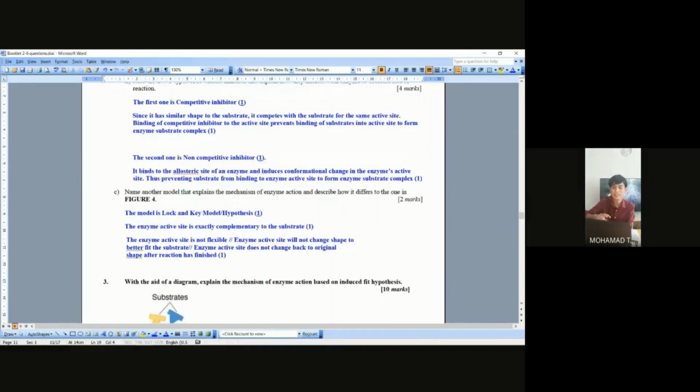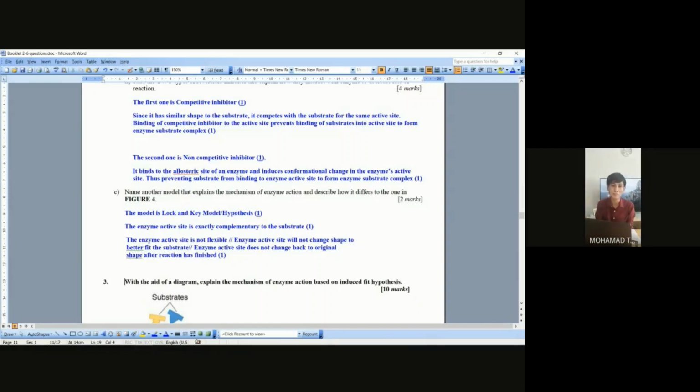Okay, alright. Saya tahu lock and key hypothesis tak ada dalam kita punya syllabus, but since you have already learned in the secondary school, so I just include in the question. Okay, so that in case a question is being asked in the exam, you at least know a little bit about the lock and key hypothesis. Okay, you remember. Okay, so kita just ulang kaji sajalah daripada SPM level. Anyway, so the name of the model is lock and key model ataupun lock and key hypothesis, 1 mark.